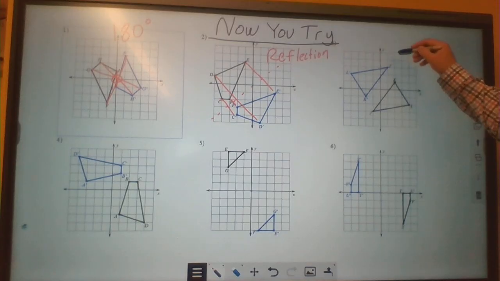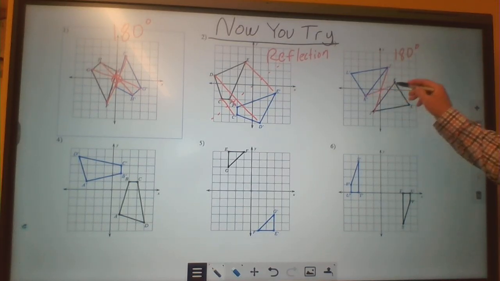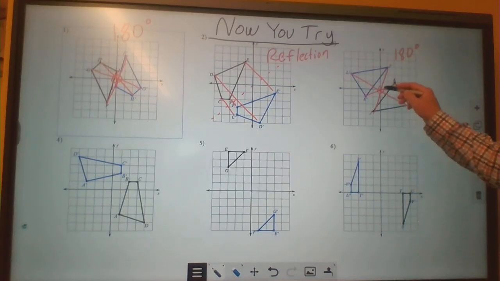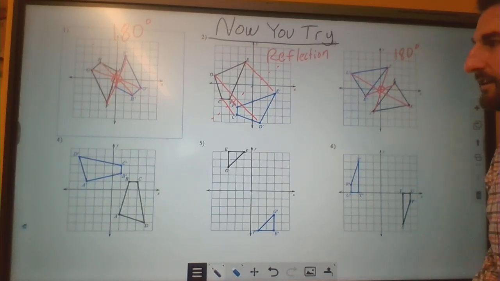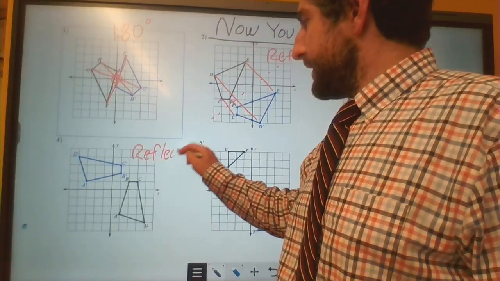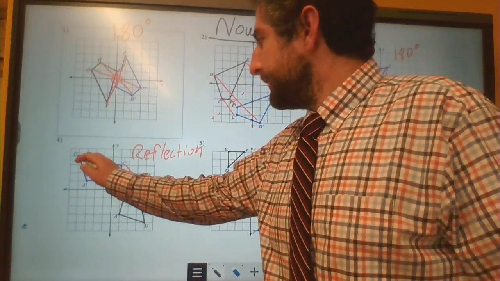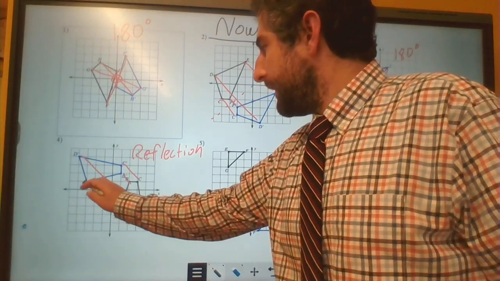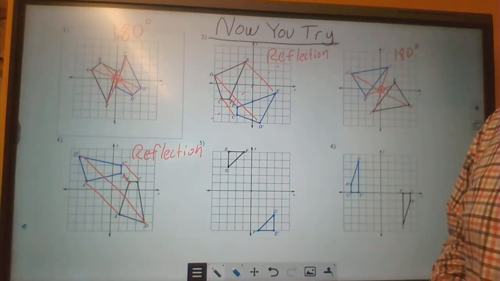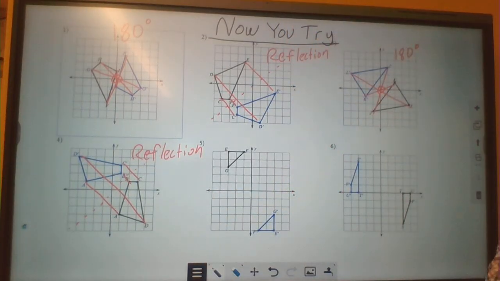Number 3, that's a rotation. 1, 2, 3. There's our center. Number 4, reflection. We've got 1, 2, 3, and 4. They're all going the same side, the same direction. And we once again have that diagonal line of reflection.